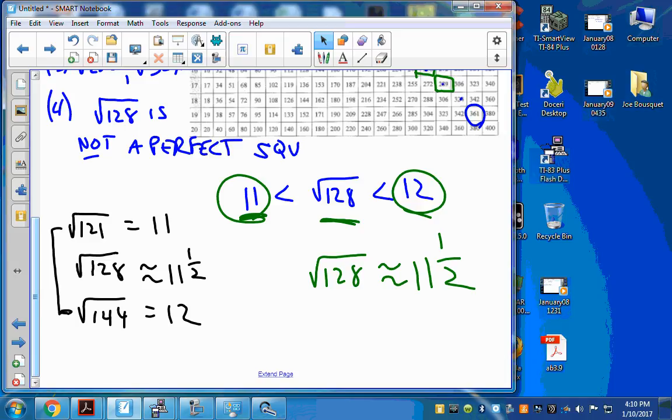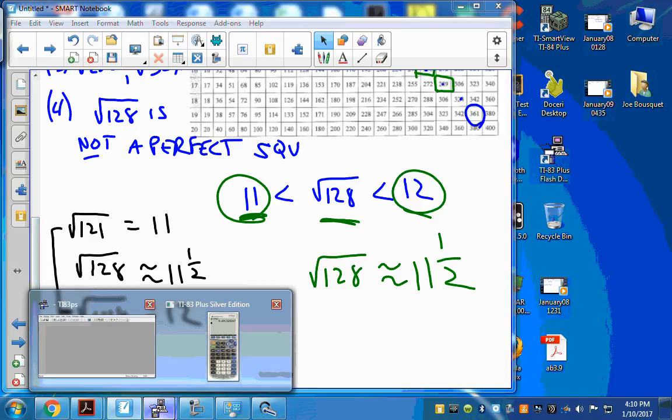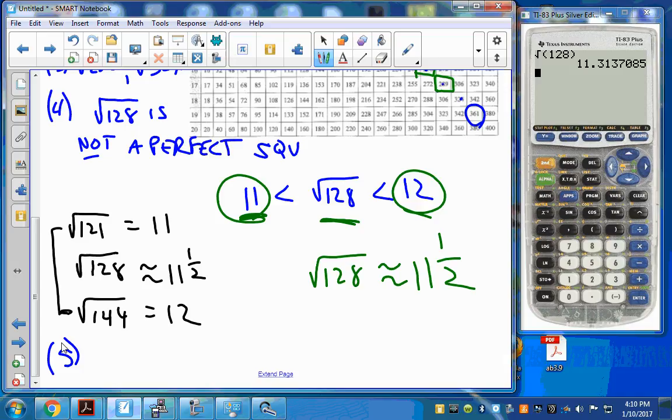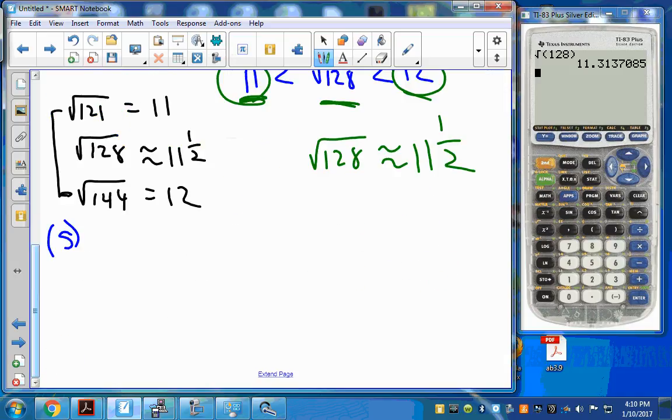I do not want you to take your calculator and go, what's the square root of 128? Because the calculator will do that for you. Square root of 128. It's about 11.3. Well, I just want 11 and a half. That's all. Okay? So then go ahead and estimate the square root of 300. That's part 5 of your editable Google Doc. The square root of 300 is about what?